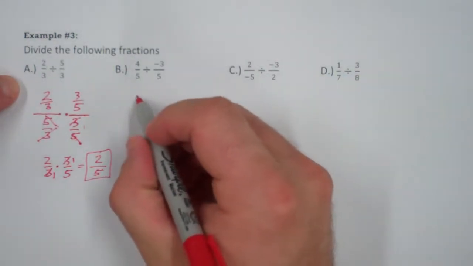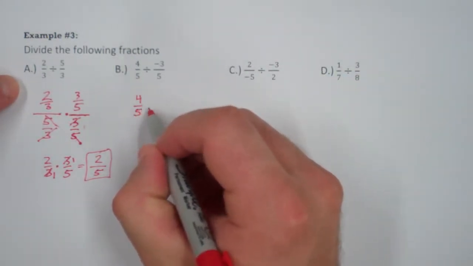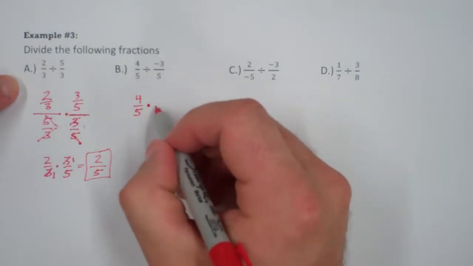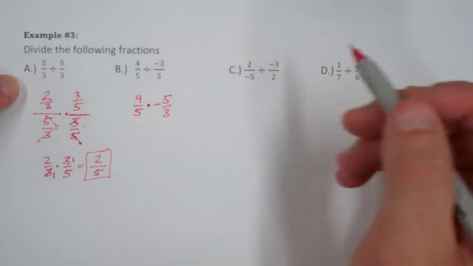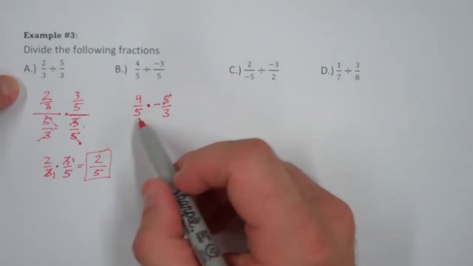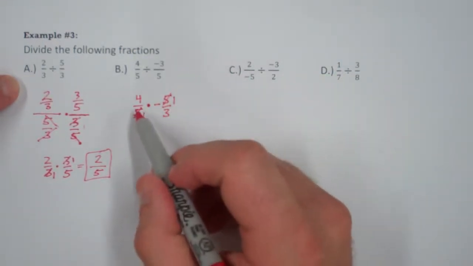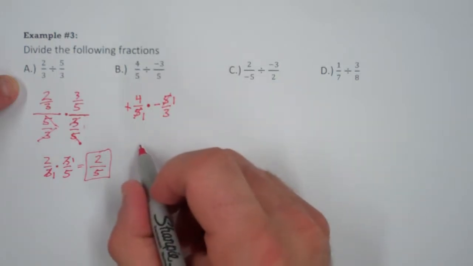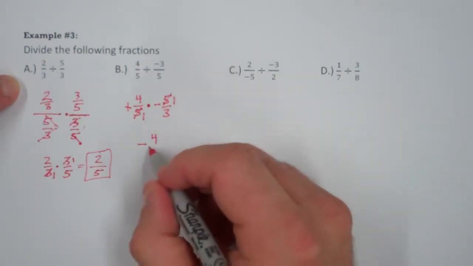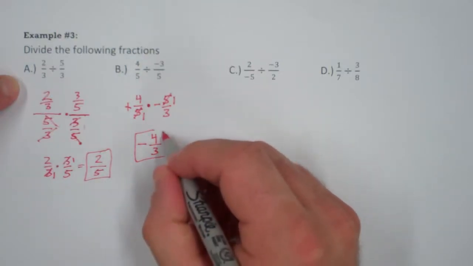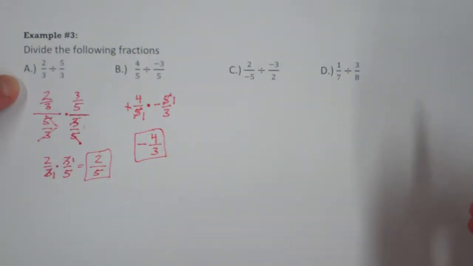So let's use that shortcut method here. 4/5 times, and then the reciprocal of the fraction on the right when we're dividing. So 5/5 is 1/1. We have a positive times a negative, which is a negative. 4 times 1 is 4. 1 times 3 is 3. So we're good to go.